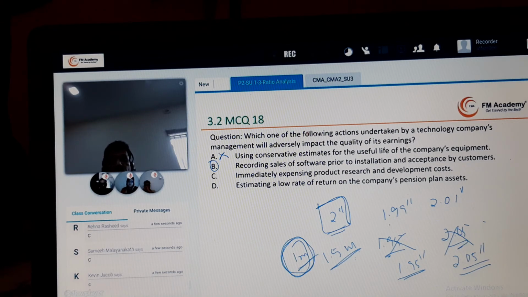Then immediately expensing the product research and development. If you are expensing anything early, that means the historical profit is the least, right? So you are very conservative then. So the future profit would be better than your projection based on the historical.